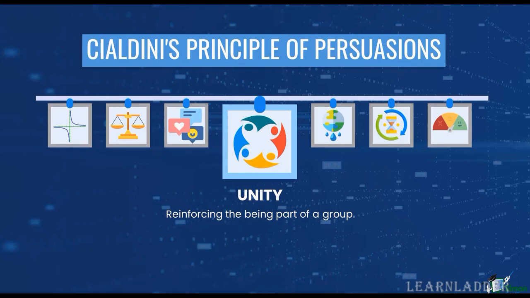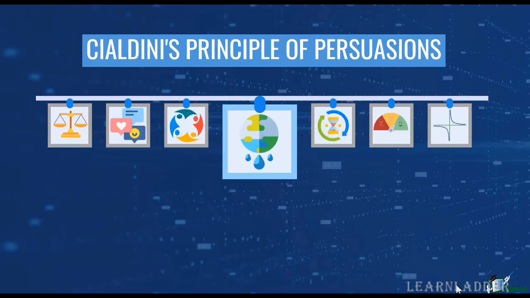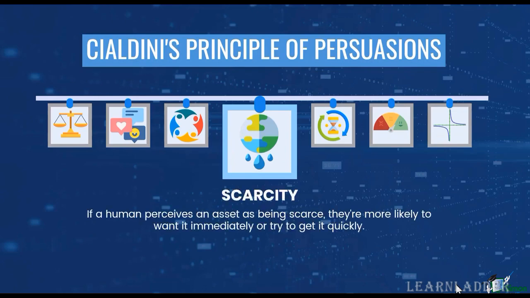Another common principle for persuasion used in phishing attacks is scarcity. If a human perceives an asset as scarce, they're more likely to want it immediately or try to get it quickly. For example, if you see something on a website that there are only 5 remaining, you're more likely to click promptly to buy whatever that is because you might miss out otherwise.